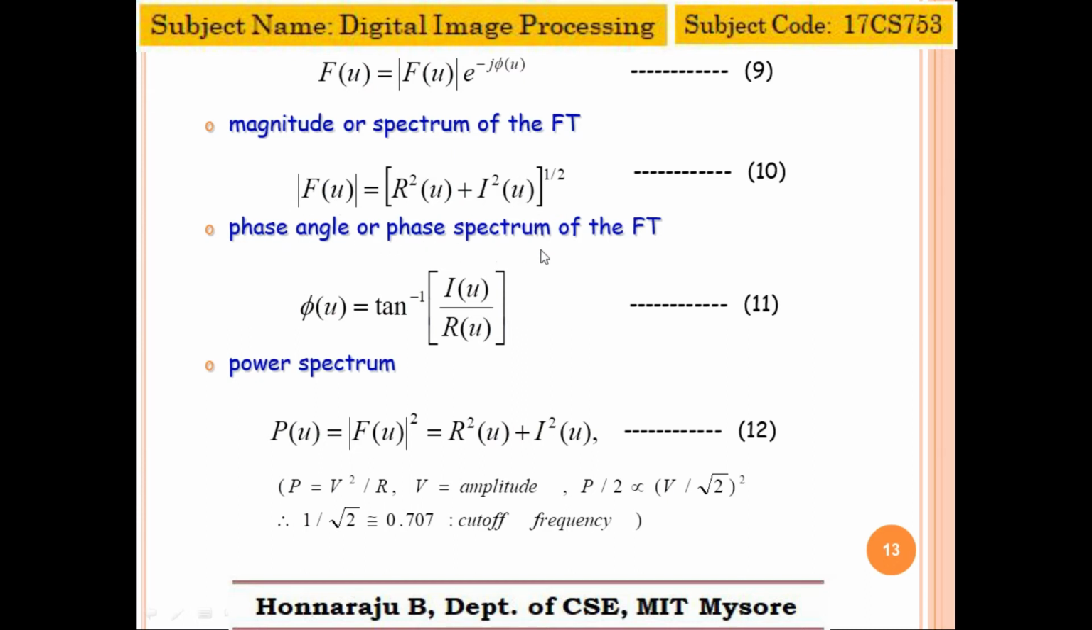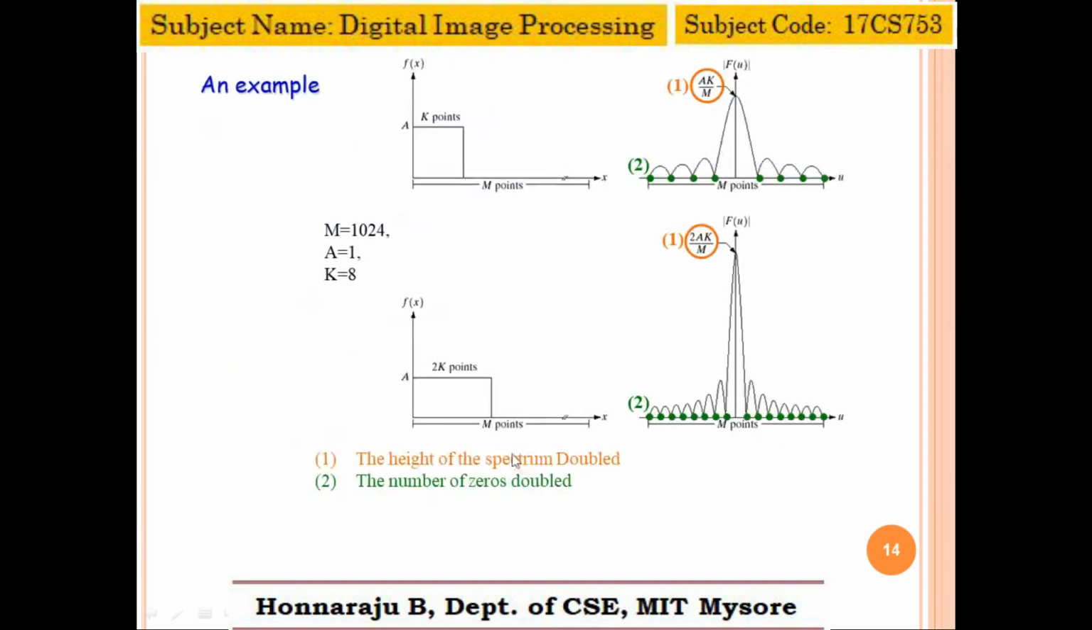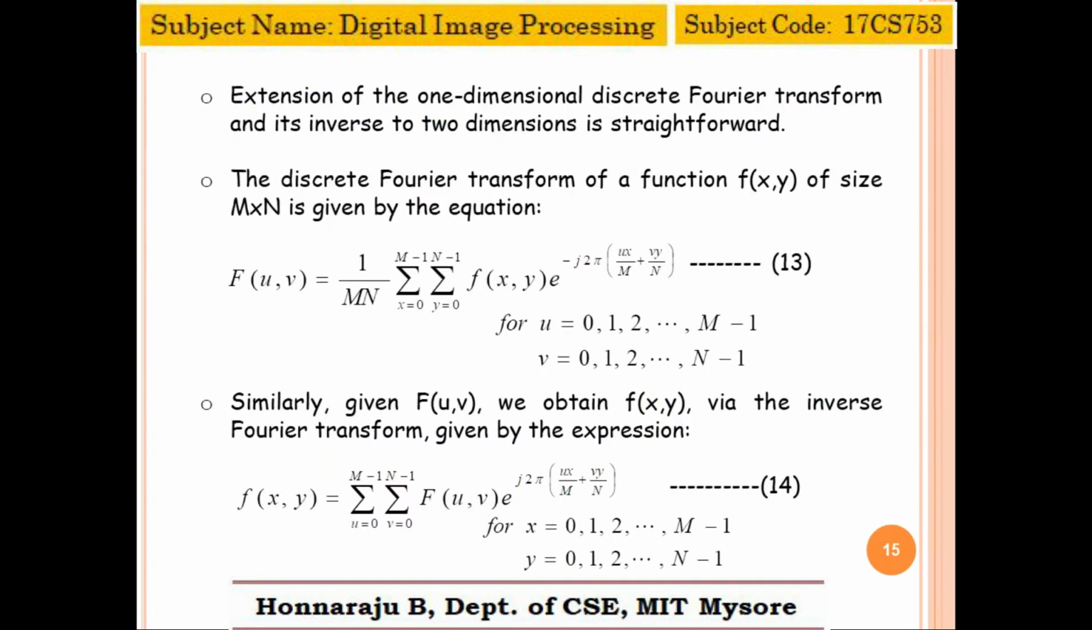The phase angle, or phase spectrum, of the Fourier transform is phi of u equal to tan inverse of I of u divided by R of u. In the image representation, I represents illumination and R represents reflection. The power spectrum P of u is equal to the absolute value of F of u squared, which is R square of u plus I square of u. Here is an example of the power spectrum representation. This is the one-dimensional representation.